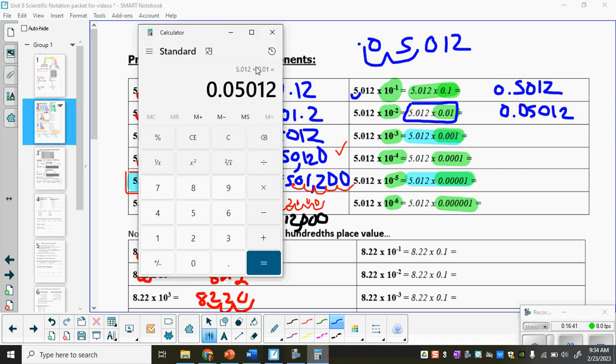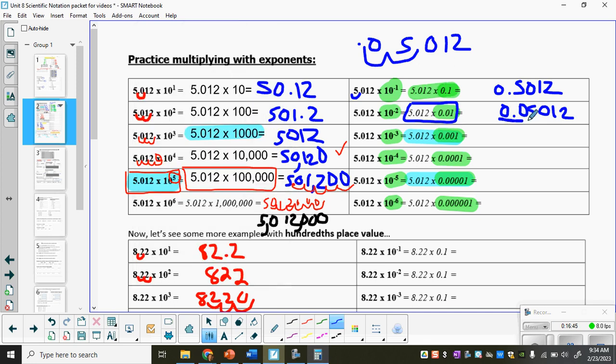And now you guys are going to love this. Check it out. If you see times 10 to the negative 2, there are still those 2 zeros to the left that we talk about. When it's times 10 to the negative 3, we're going to see 1, 2, 3, and then here's the 5012. When it's 10 to the negative 4, we're going to see 1, 2, 3, 4, and then the number 5012. When it's 10 to the negative 5, you got 1, 2, 3, 4, 5, 5012.